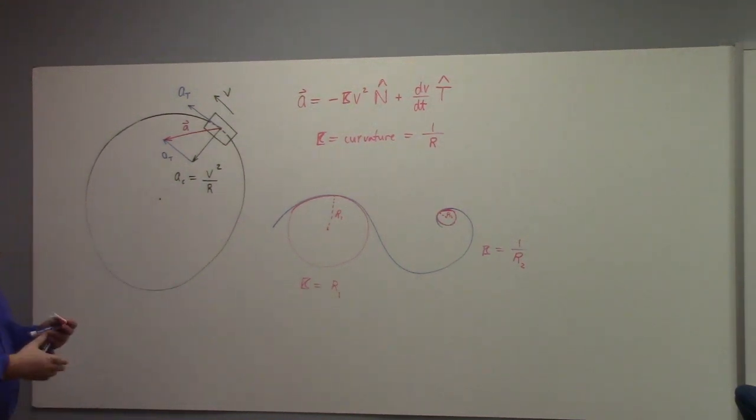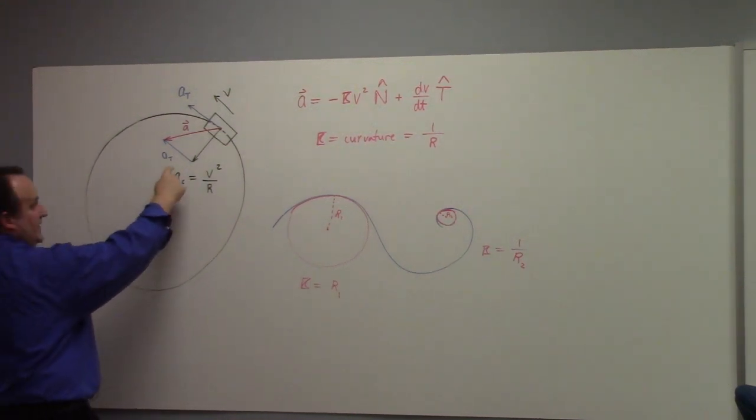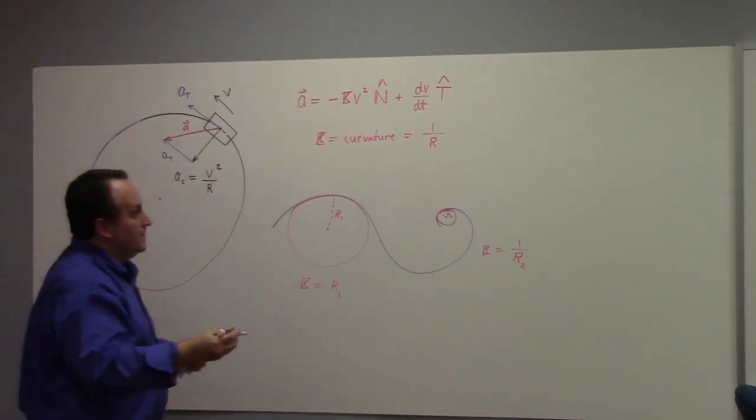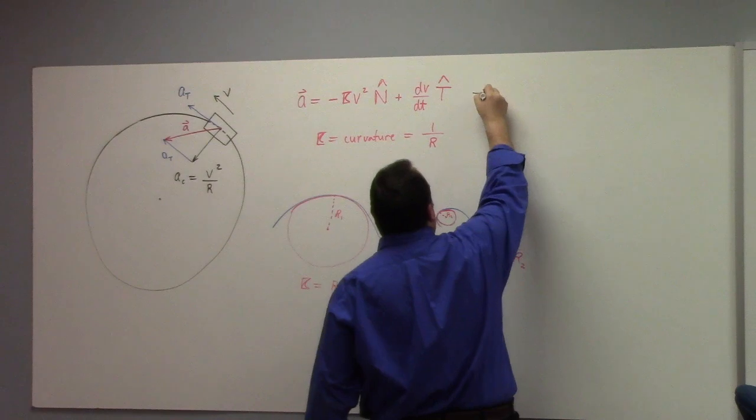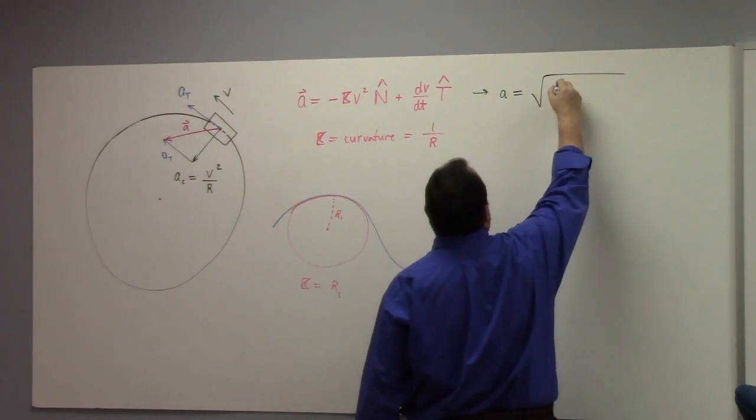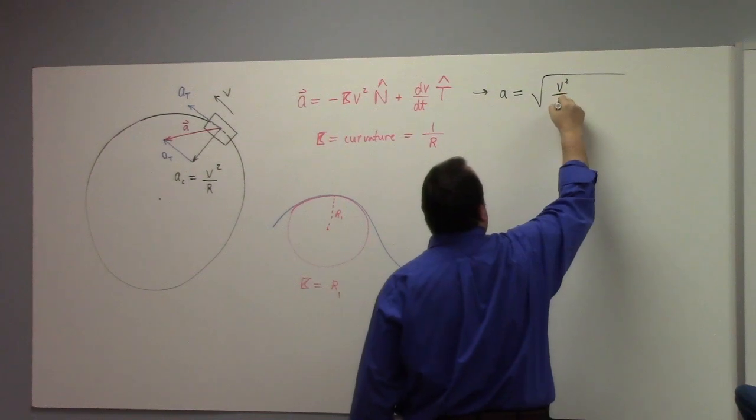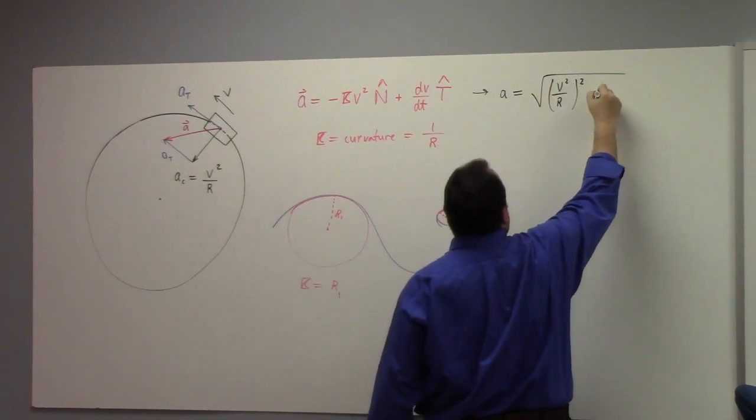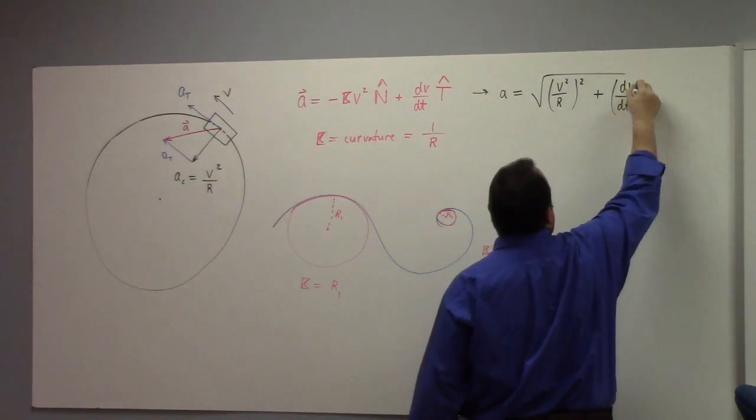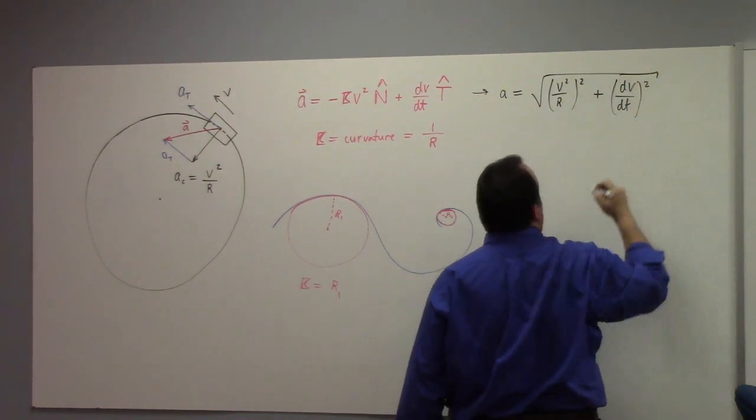But generally speaking, since these are perpendicular, what's the formula for the acceleration? It's the square root of the quantity v squared over r, squared, plus dv dt squared.